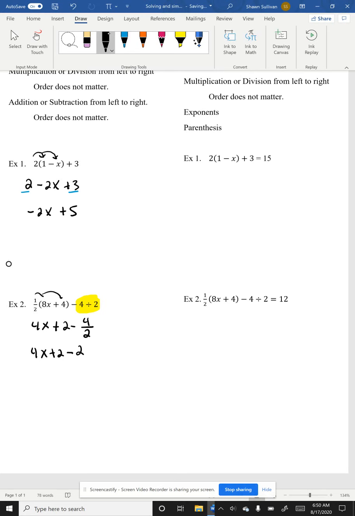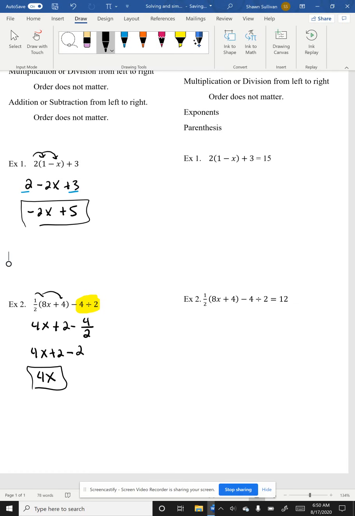So we have 4x plus 2 minus 2. There's nothing to combine our 4x with. So we're just combining our plus 2 and our minus 2. And of course, if we have a positive 2 and we take away 2, that's going to give us 0. So we're left with 4x. And that's simplified all the way. We're done.